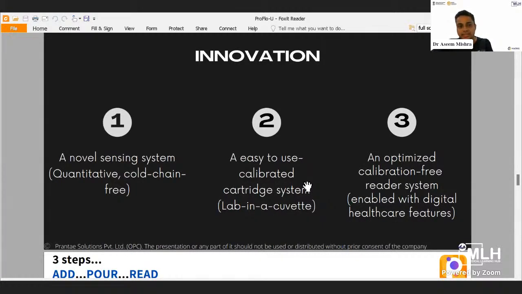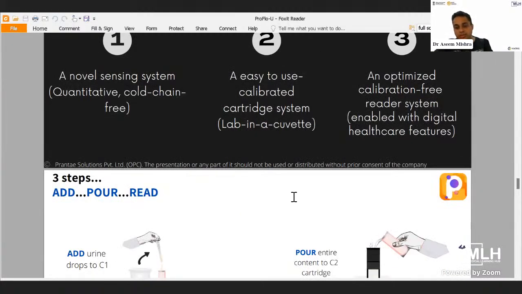First, we developed a novel sensing system, which is quantitative and does not require cold chain storage. So the cartridges can be stored for more than a year at room temperature. The device is an easy to use, calibrated cartridge system. So it's a lab in a cuvette. I can't show you, unfortunately. It's a cartridge that is already pre-coated with all the reagents. So as a user, you just add a defined amount of urine into the system and the rest of it happens by itself. And the reader system is again calibration free. As it is IoT enabled, it is calibration free for the user. It's calibrated once while it is manufactured.